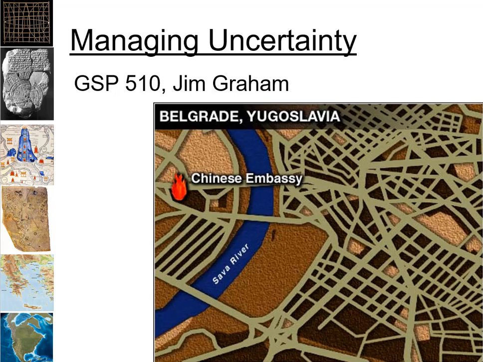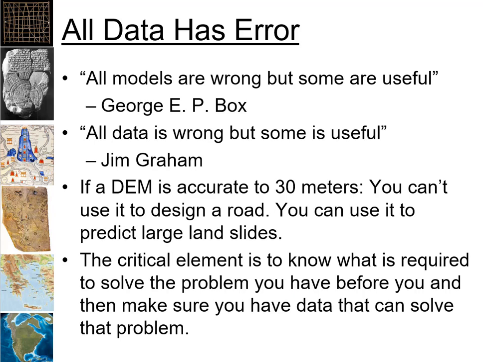This video will cover uncertainty and what we should be doing about it as GIS professionals. So first, note that all data has error or uncertainty. There's a quote: all models are wrong, but some are useful. I would say the same thing is true of data. All data is wrong, but some is useful.